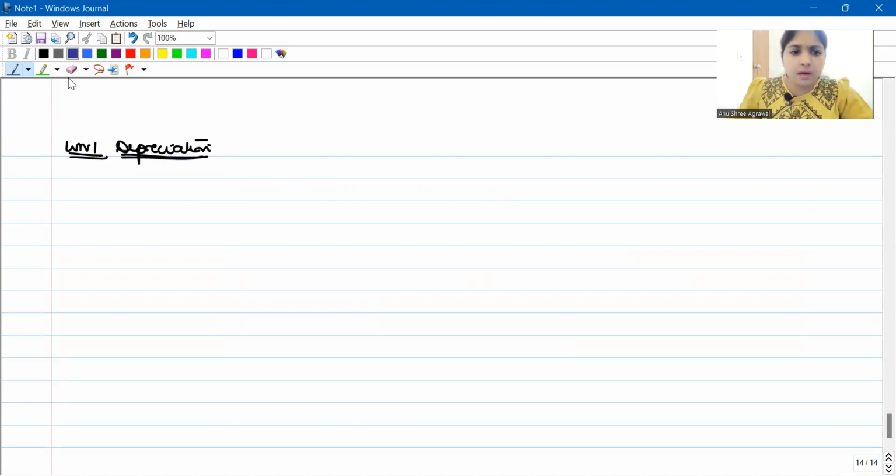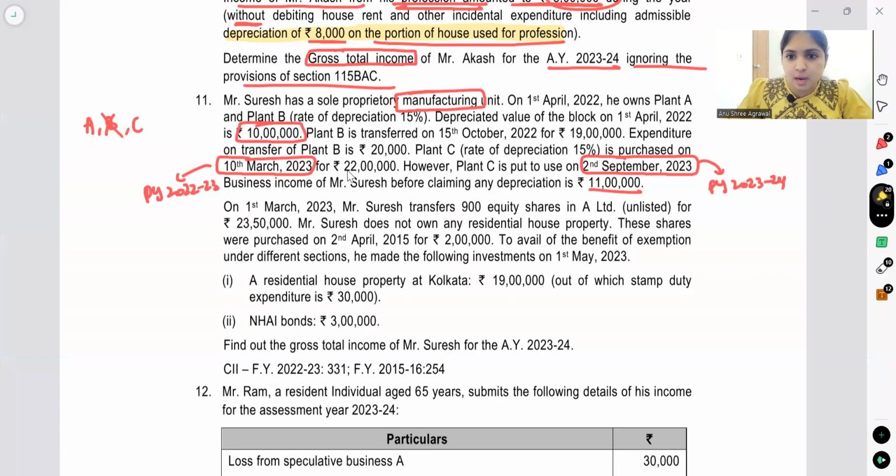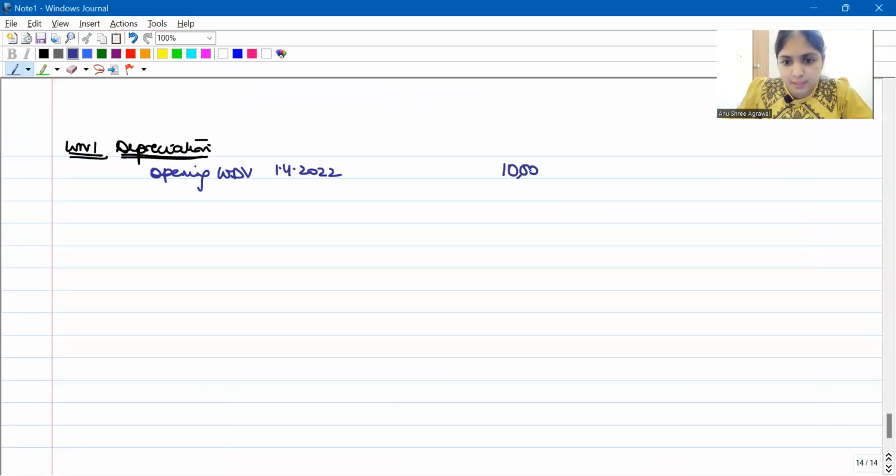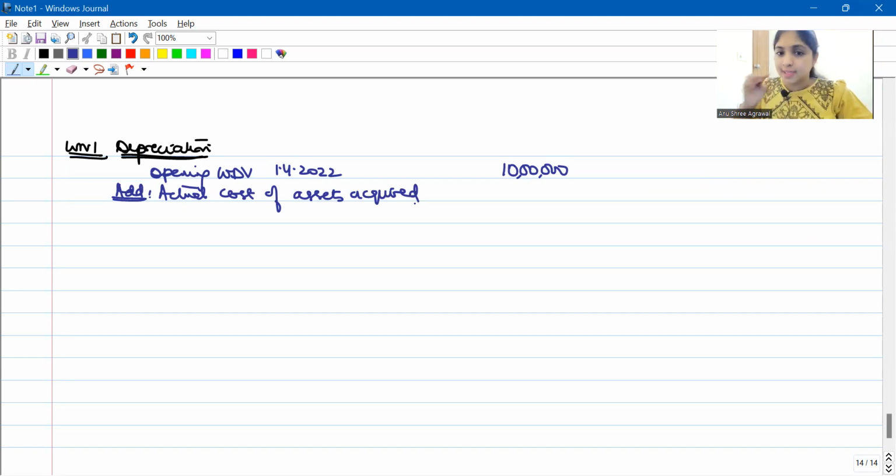Okay. How do we start the block? Opening WDV. So what is our opening WDV on 1st April 2022? In the beginning of the year, the question says our opening WDV here was 10 lakh rupees. So opening WDV, 10 lakh rupees. Then what do we do? We add something. What do we add? We add actual cost of assets acquired. Did we acquire any asset during the year? Yes. See, we had plant A and we had plant B.